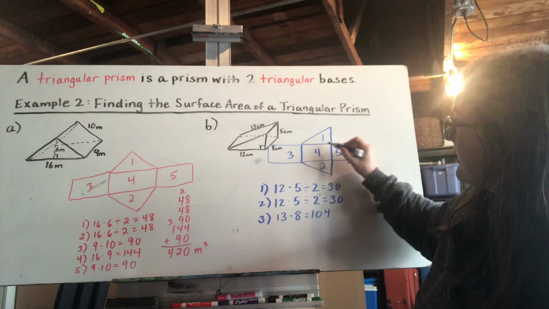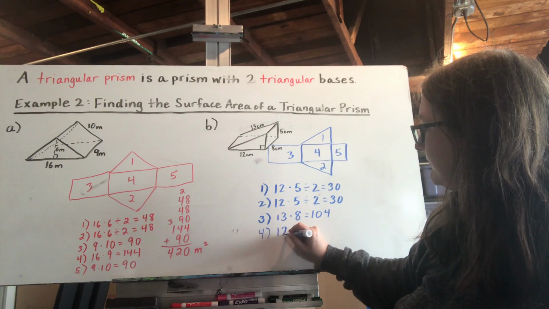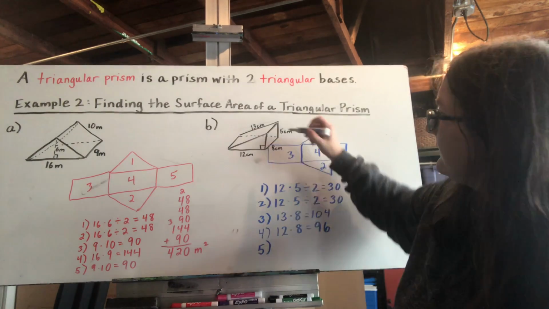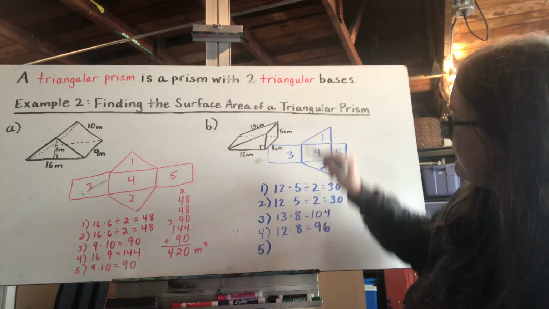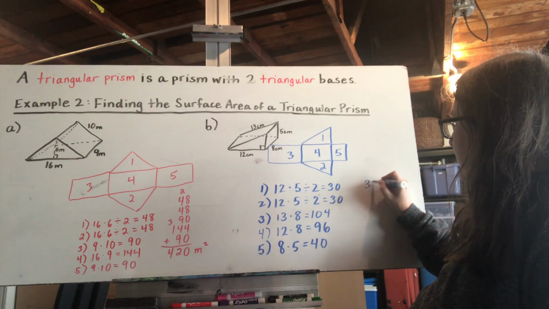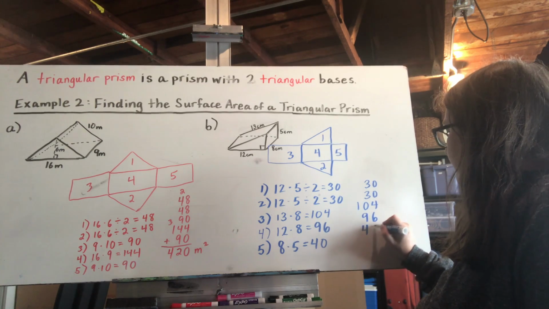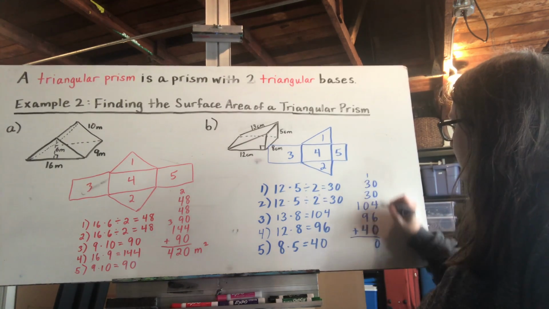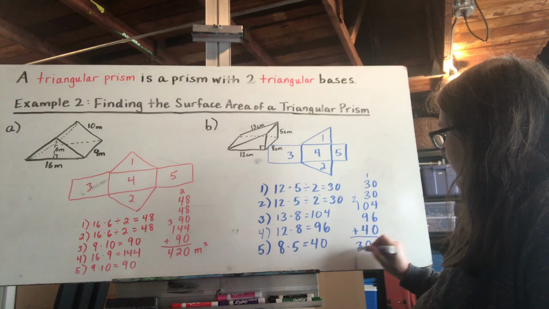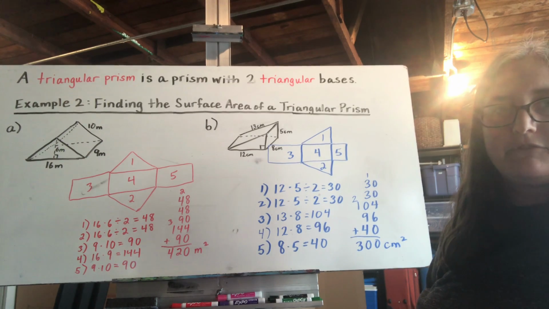Then I've got side 4, this rectangle down here at the bottom. It's a 12 by 8. An area of 96. And finally, this little side over here, this rectangle is number 5, and it's an 8 by 5, an area of 40. So I'm adding up 30, 30, 104, 96, and 40. So I get 300 centimeters squared is my surface area for this triangular prism.